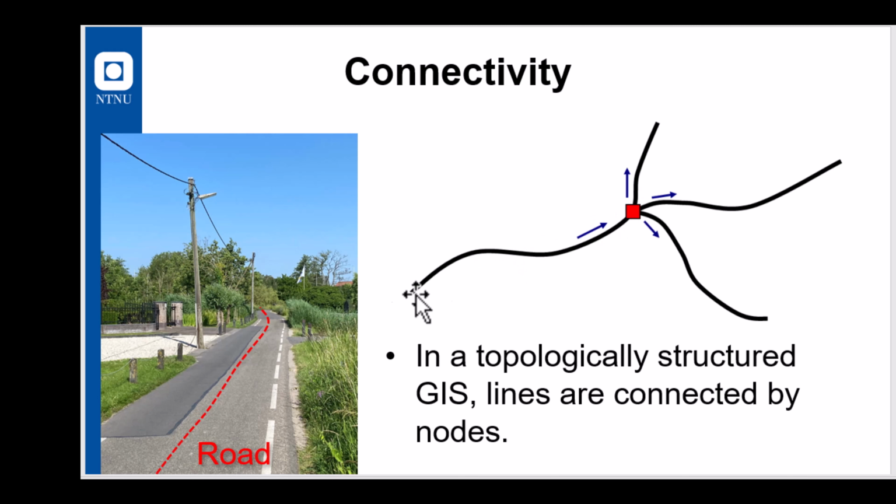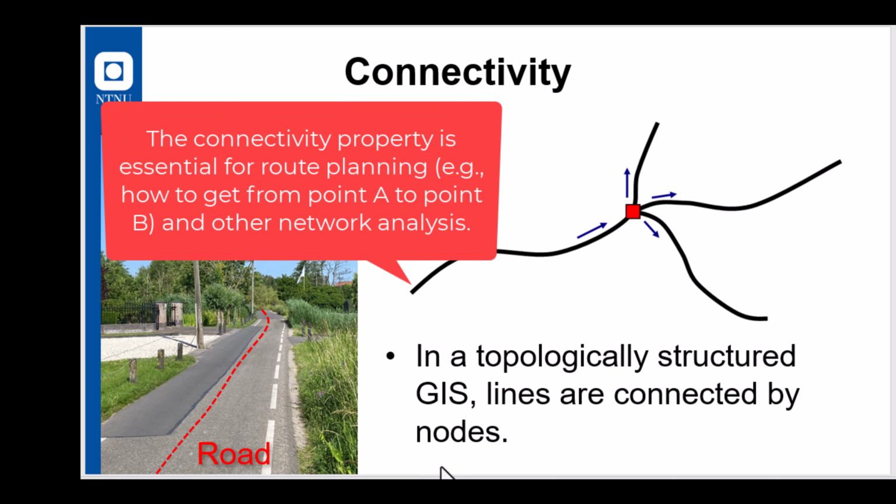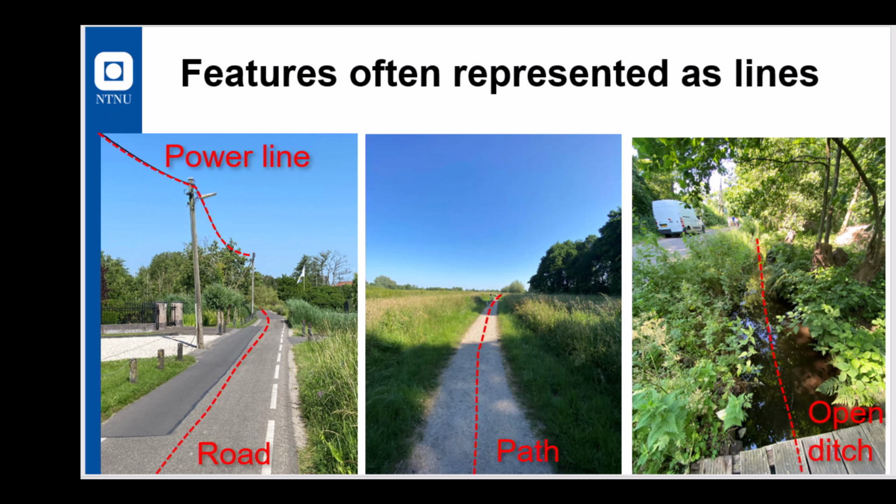In the example we show one line here, because the start and end nodes, this line has a direction, and the GIS then knows that these lines continue in three other lines. This is true for what we call topologically structured line features, which are rules that enable network analysis, such as route planning, how to get from point A to point B. Other examples of features typically represented as lines include paths and open ditches, often found along roads.